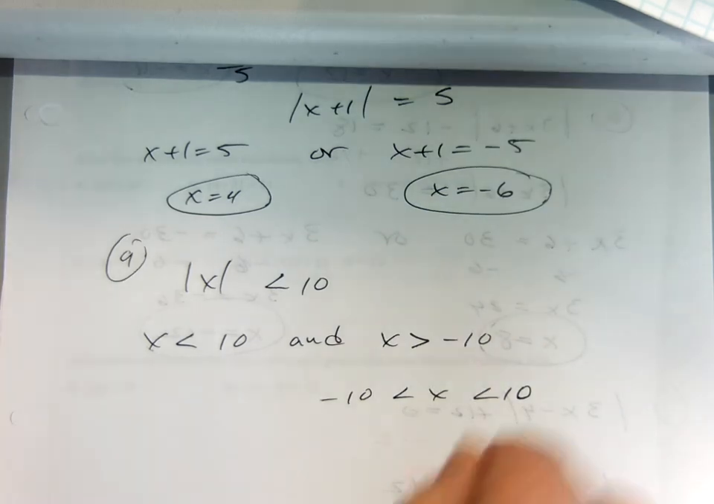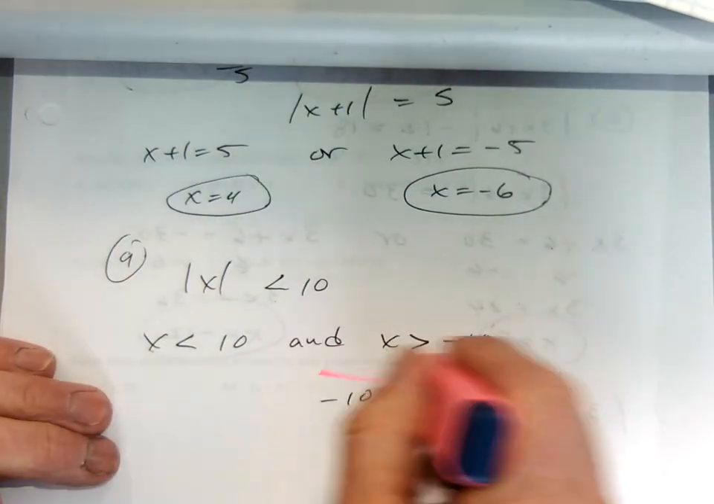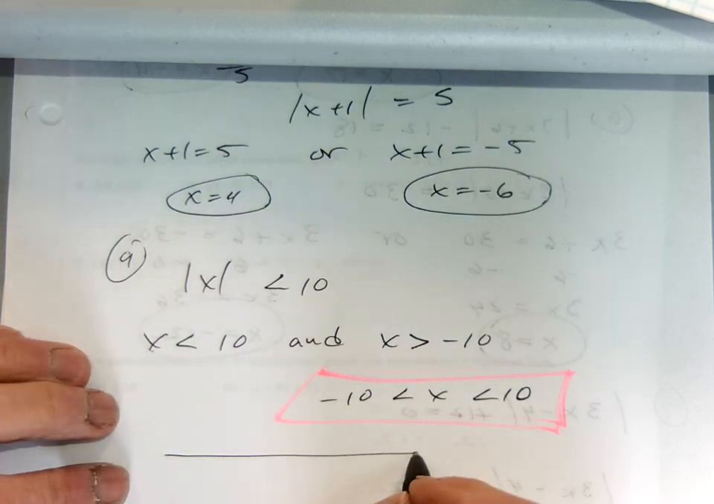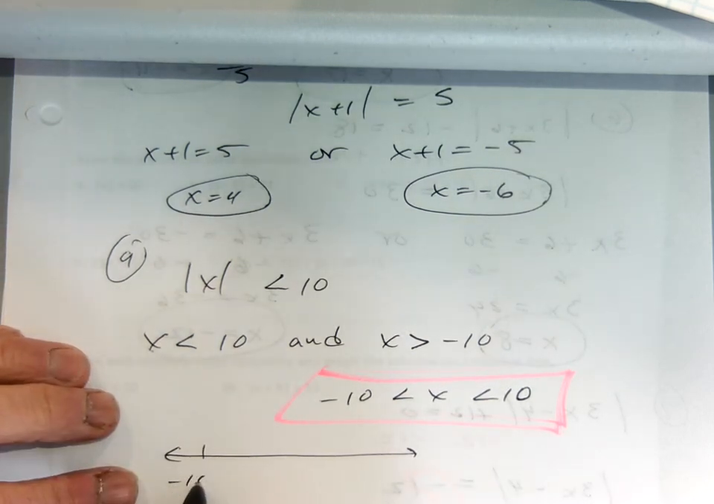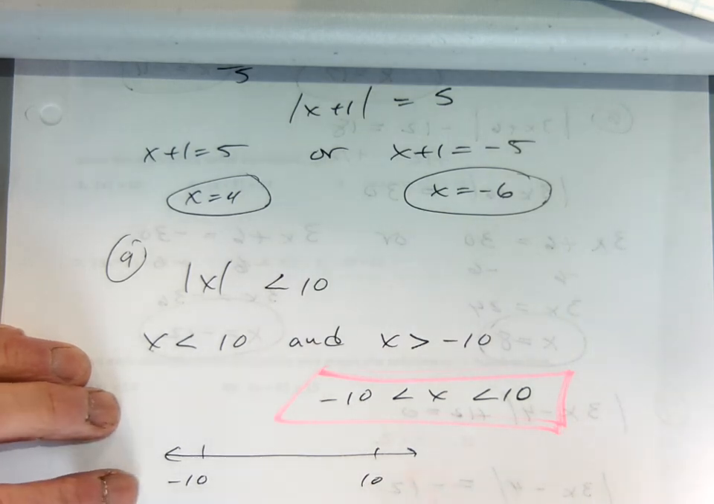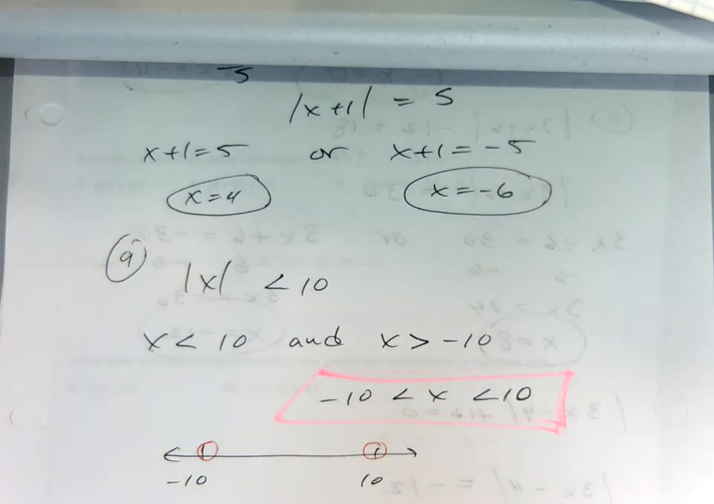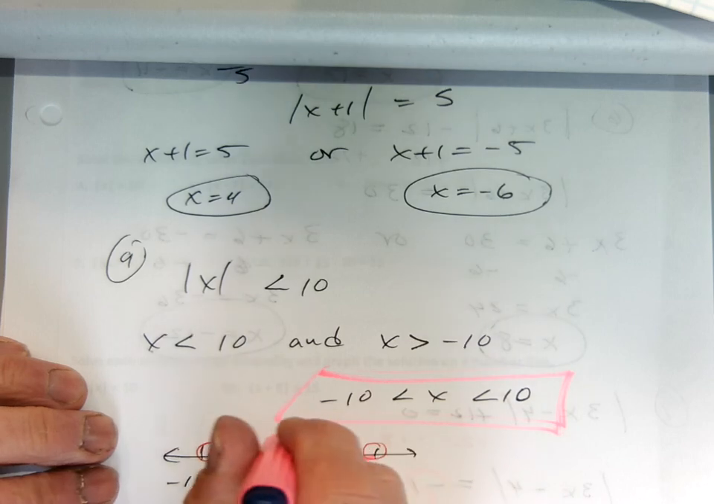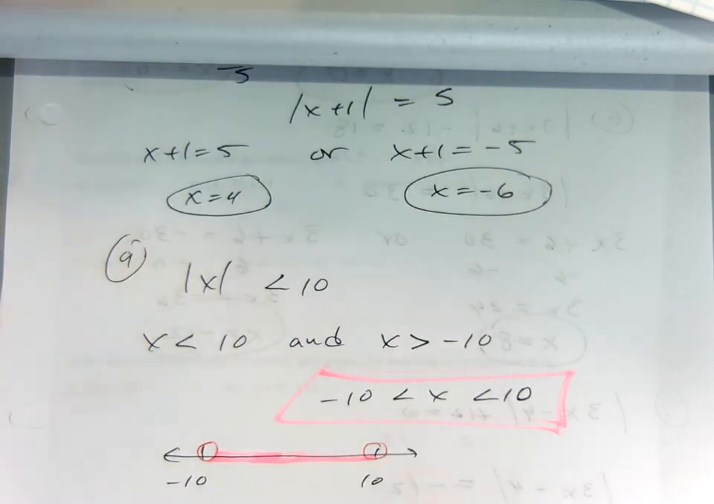I like it written like this because x is in between negative 10 and 10. Of course, if I do a number line, there's my negative 10. There's my 10. I need open circles because there's no equal sign on that. Open circle, open circle. If it's going to be greater than negative 10, it's this way. If it's going to be less than 10, it's this way. So shade everything in between.